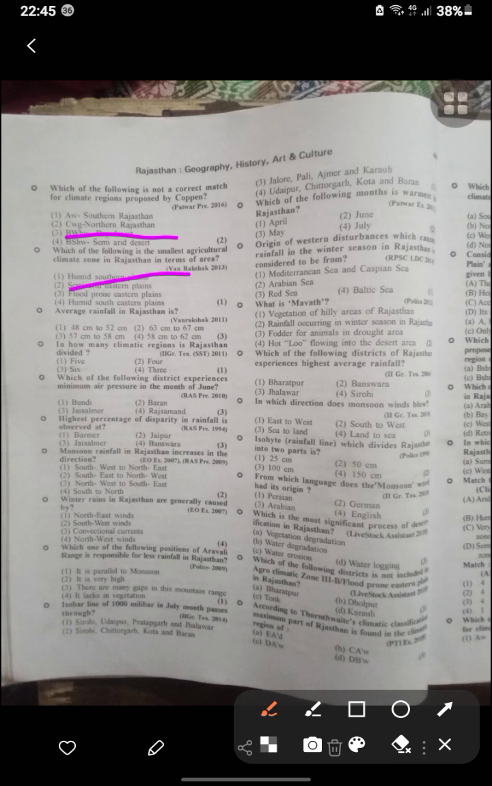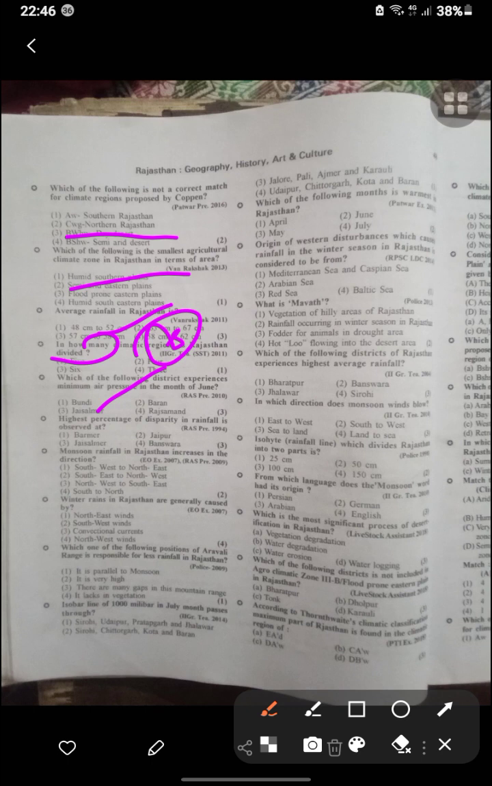Average rainfall in Rajasthan is 57 to 58. Into how many climatic regions is Rajasthan divided? That was 5 climatic zones in Rajasthan. Which of the following districts experiences minimum air pressure? Minimum air pressure is in Jaisalmer. The highest percentage of disparity in rainfall occurs in Jaisalmer.